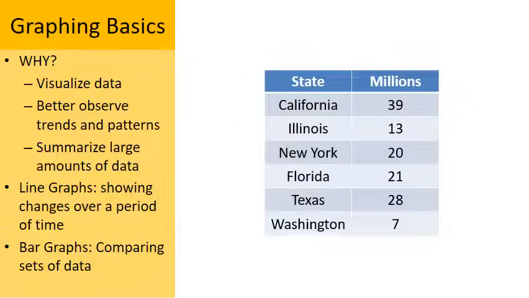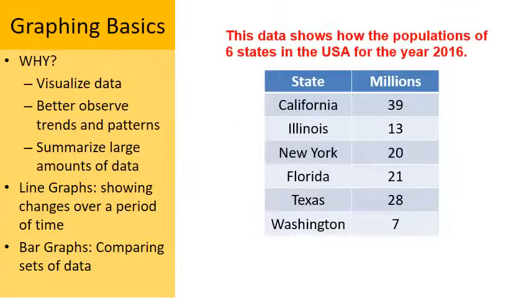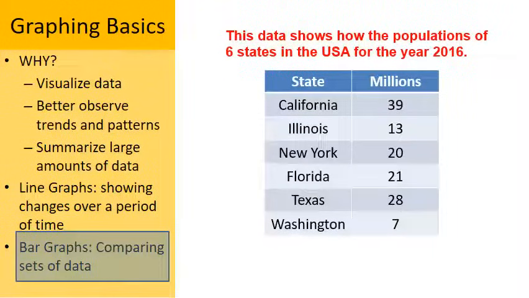Well, look at this set of data right here. This is the year 2016. It's the population size of these 6 states right here. In this example, I hope you realize a bar graph would be best because we're comparing California to Illinois to New York to Florida to Texas to Washington, and it's all for the same year, 2016, so we're not showing anything changing over a period of time. We're just comparing side by side.